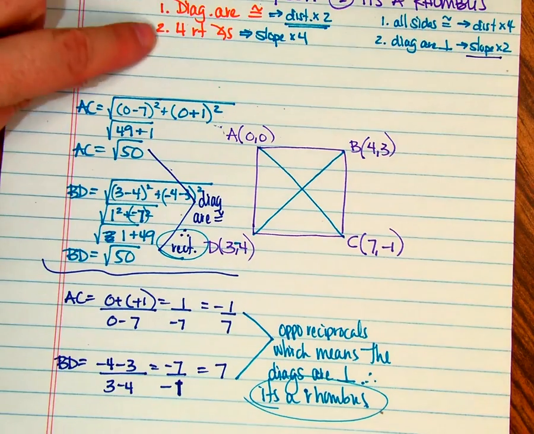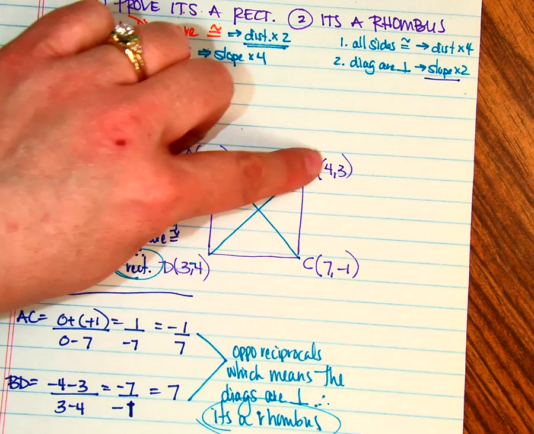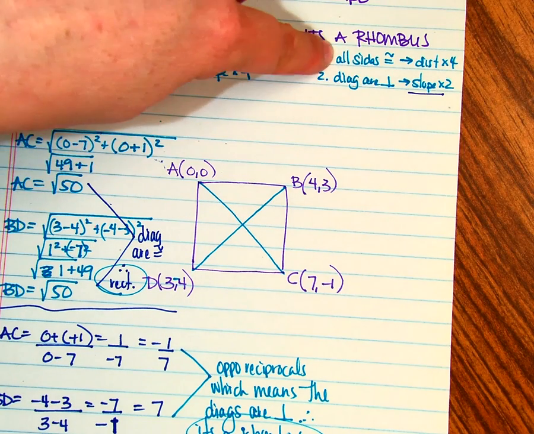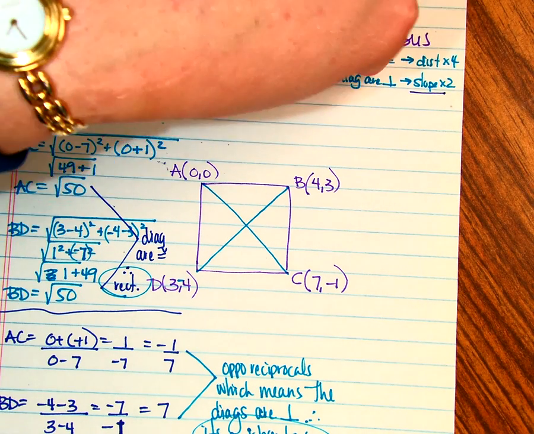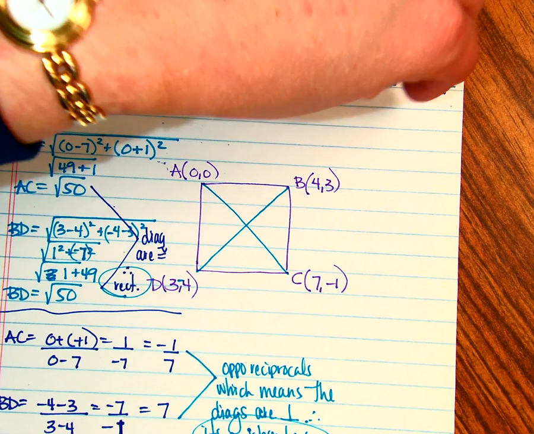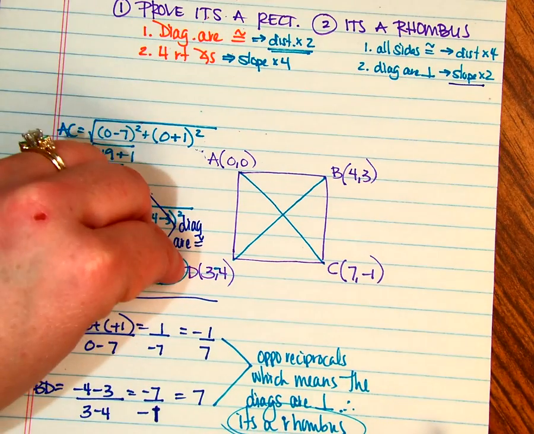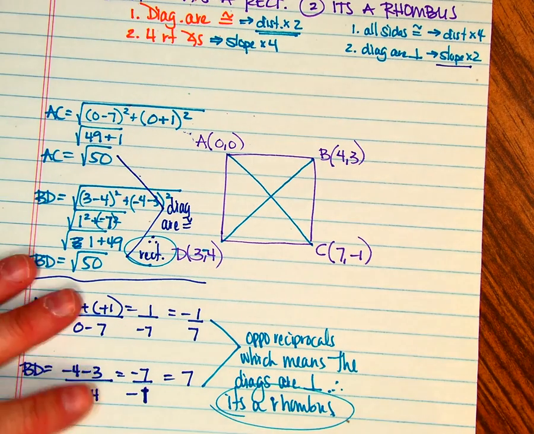So keep in mind, there are other ways of doing this. I could have shown the fact that we had four right angles. So I could have used my slope formula four times to prove that it's a rectangle. I could have found the distance four times using the sides. So that would prove it's a rhombus. So again, I'd be back in the same boat. I've proven it's a rectangle. I've proven it's a rhombus. Therefore, it has to be a square.